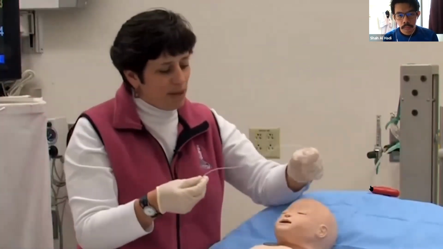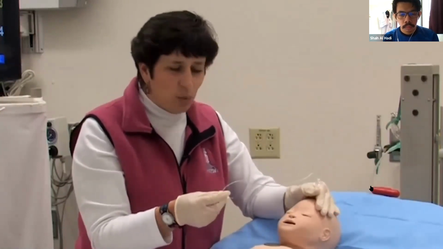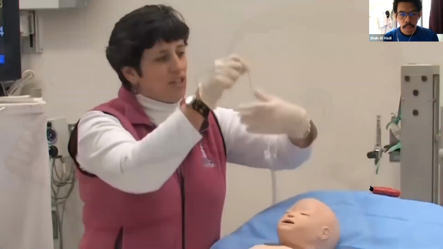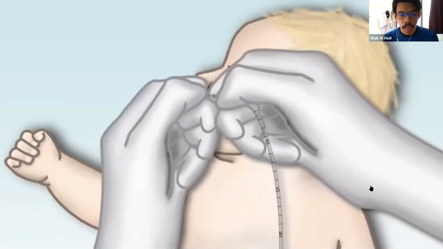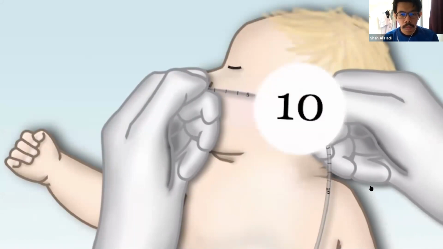I'm going to get ready. I'm going to have the patient prepared, and I'm just going to hold on to this baby's head a little bit just so that the baby doesn't try to wiggle away from me. And before I start, I'm going to measure from the baby's nose to ear to get an approximation of how deep I'm going to suction on this baby. And that's about at the 10 mark.